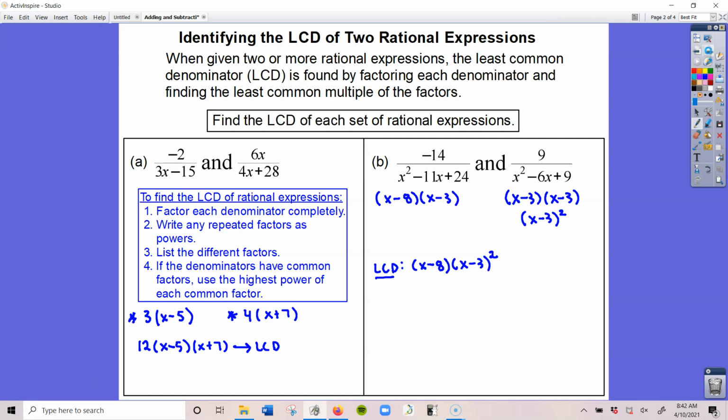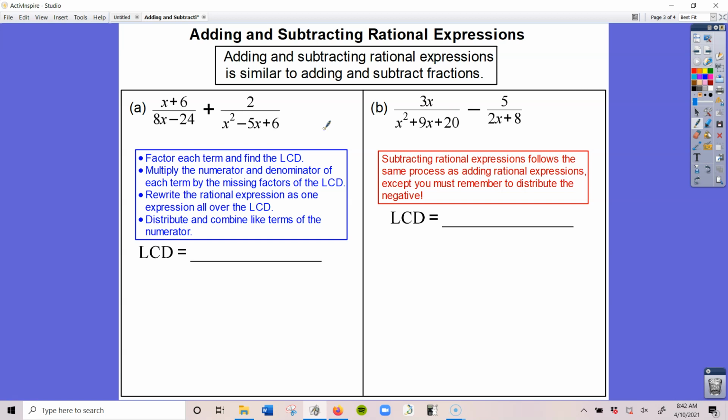Now let's actually practice adding and subtracting. Here we have x plus 6 over 8x minus 24 plus 2 over x squared minus 5x plus 6. First, we need to factor each term and find the LCD. So I'm going to factor all of these denominators. Here I can take out an 8 and it would give me x minus 3. This can be factored to x minus 3, x minus 2, since negative 3 times negative 2 is positive 6, and negative 3 plus negative 2 is negative 5.